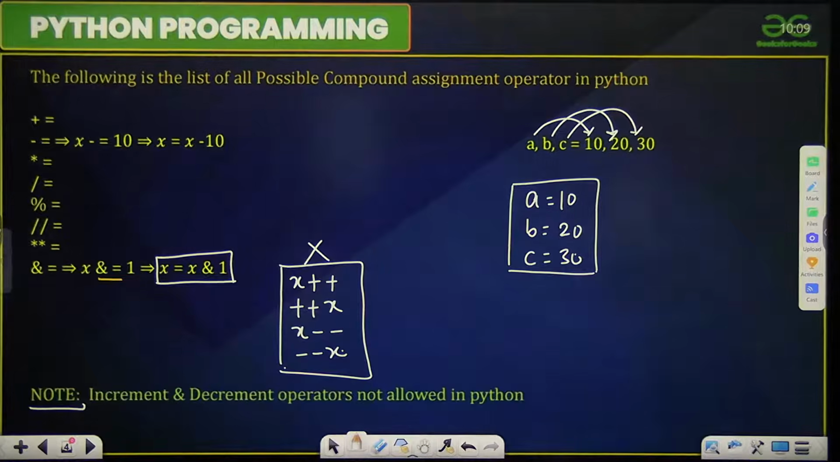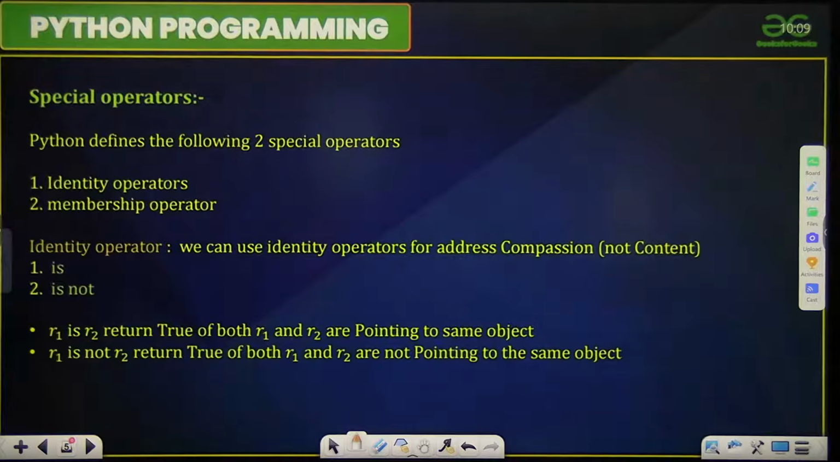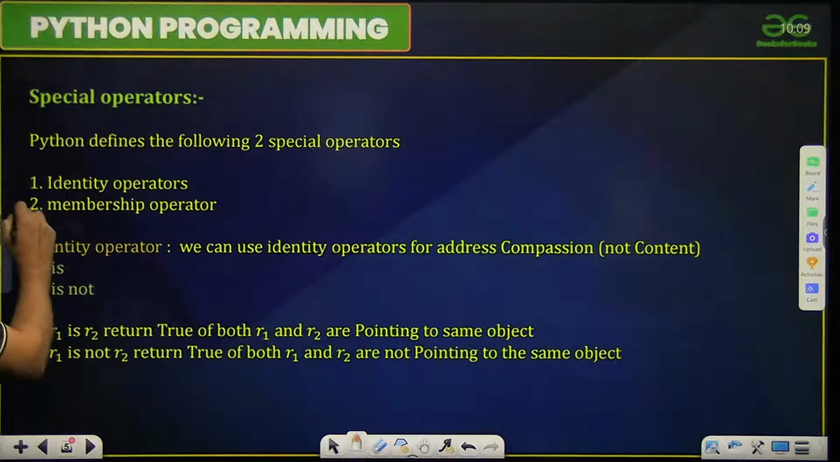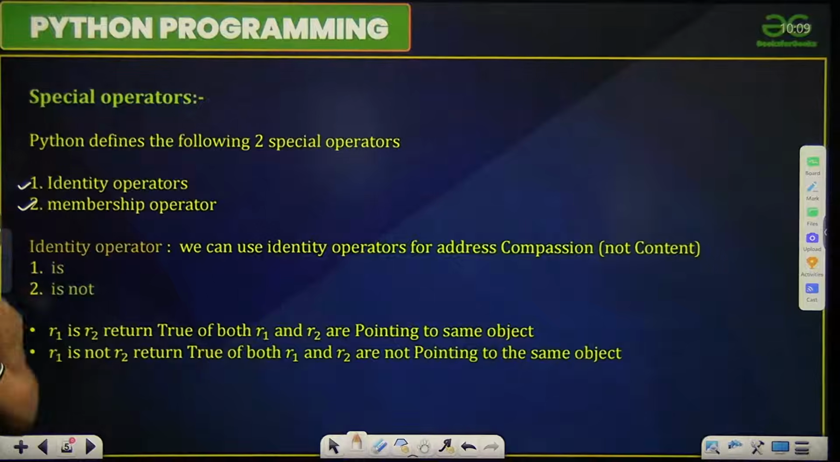So increment and decrement operators are not allowed in Python, students. Now some special operators. Python defines the following two special operators: the identity operator and the membership operator.